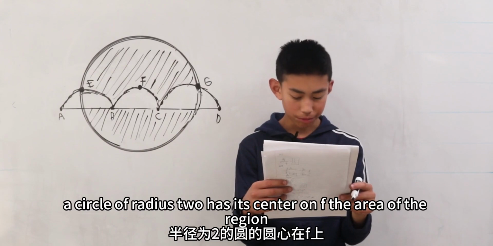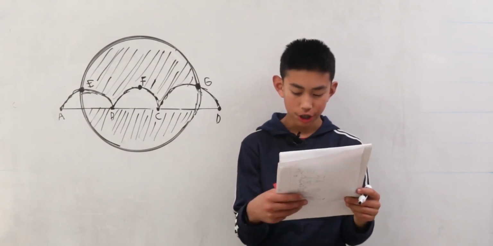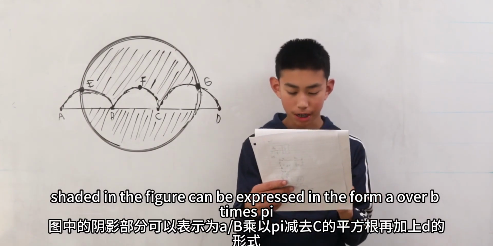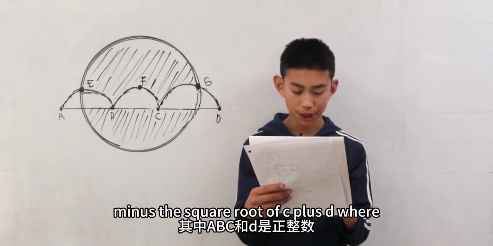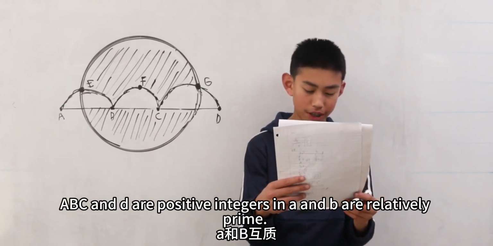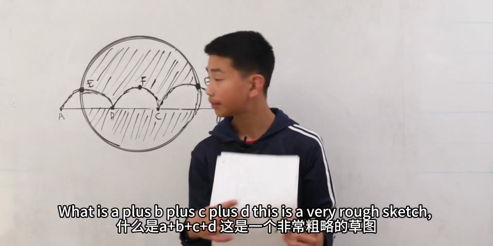The area of the region inside the circle but outside the three semicircles, shaded in the figure, can be expressed in the form A over B times pi minus the square root of C plus D, where A, B, C, and D are positive integers and A and B are relatively prime. What is A plus B plus C plus D?